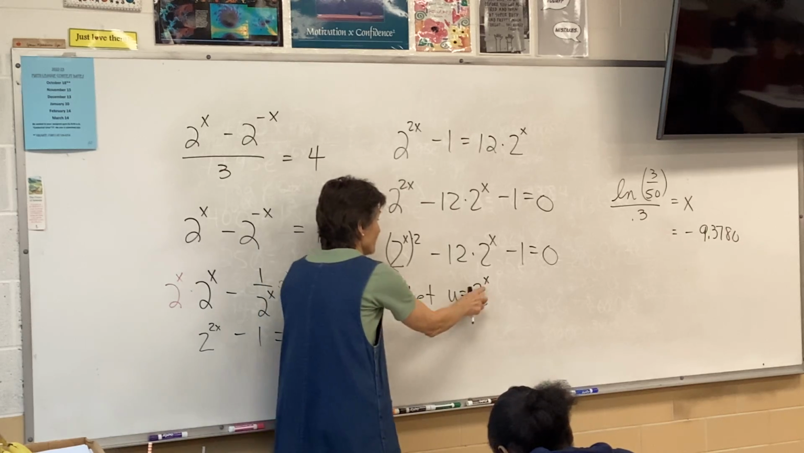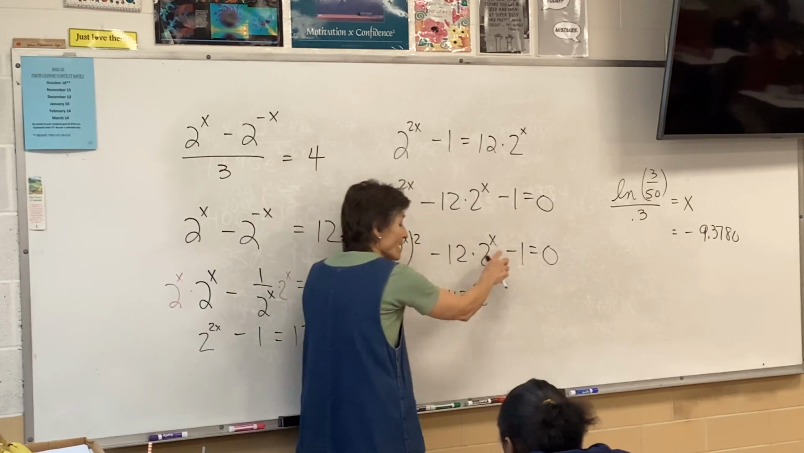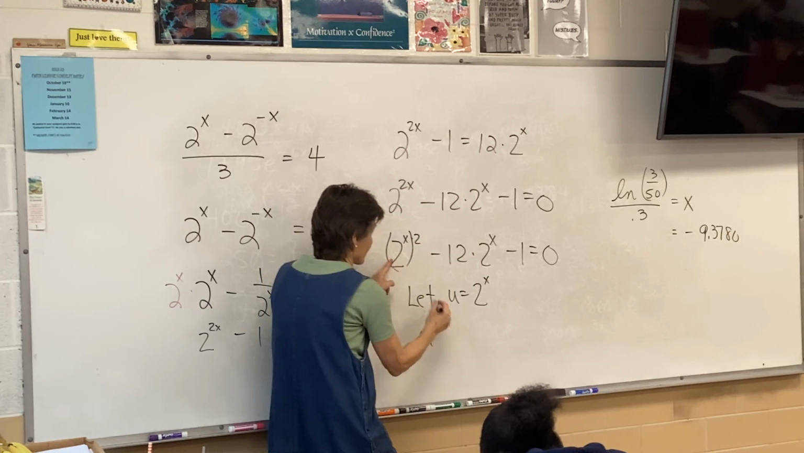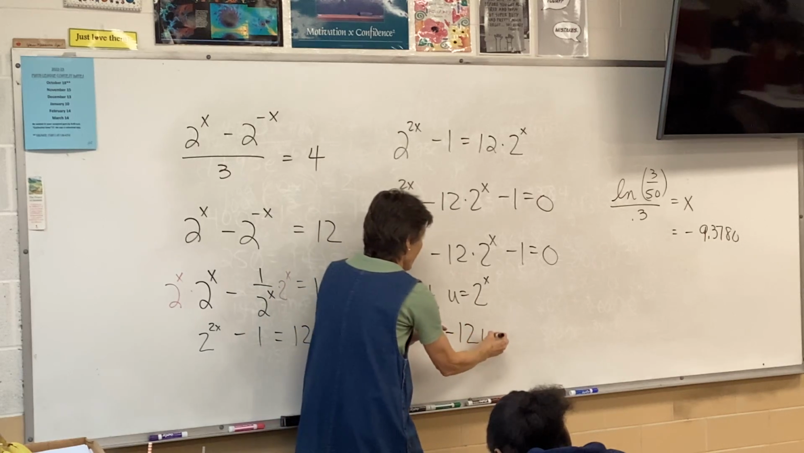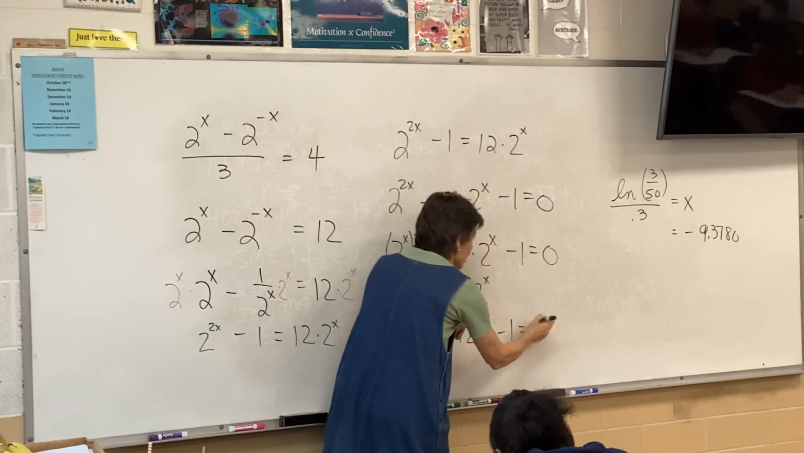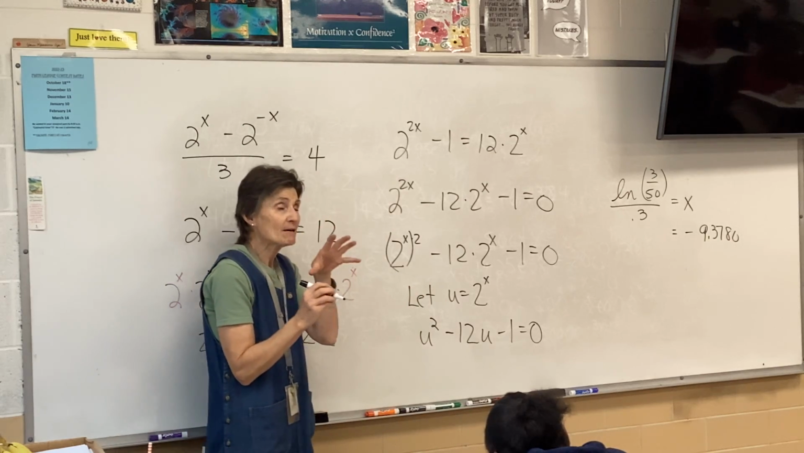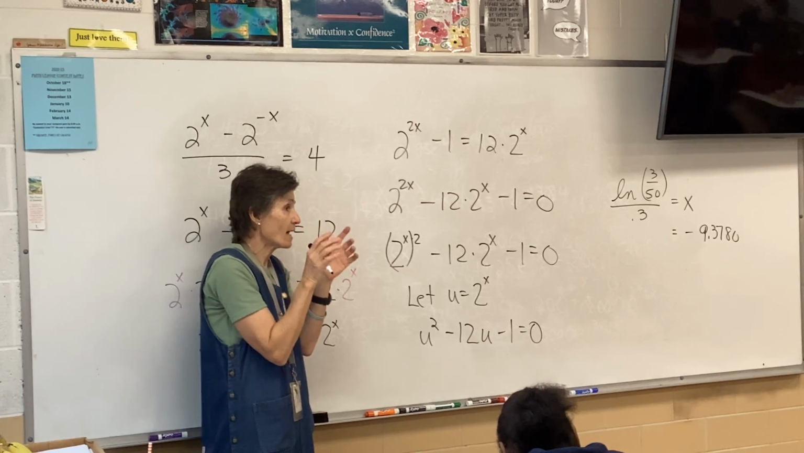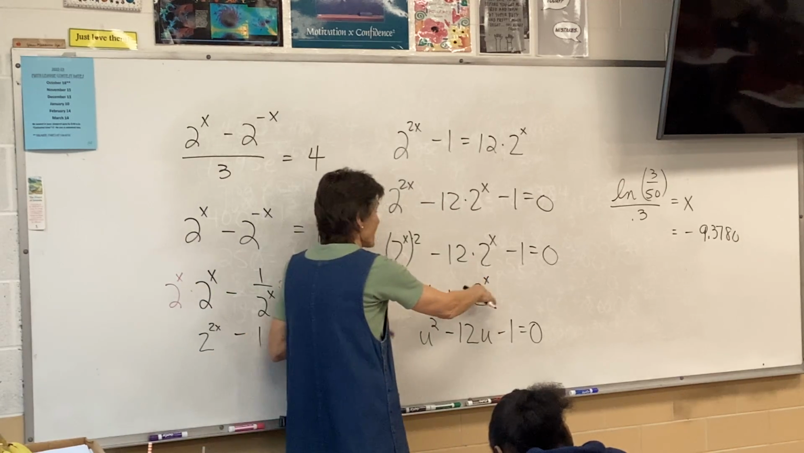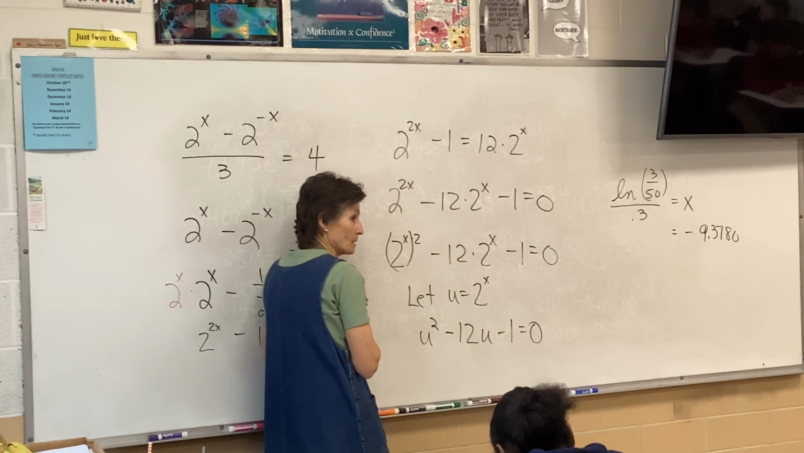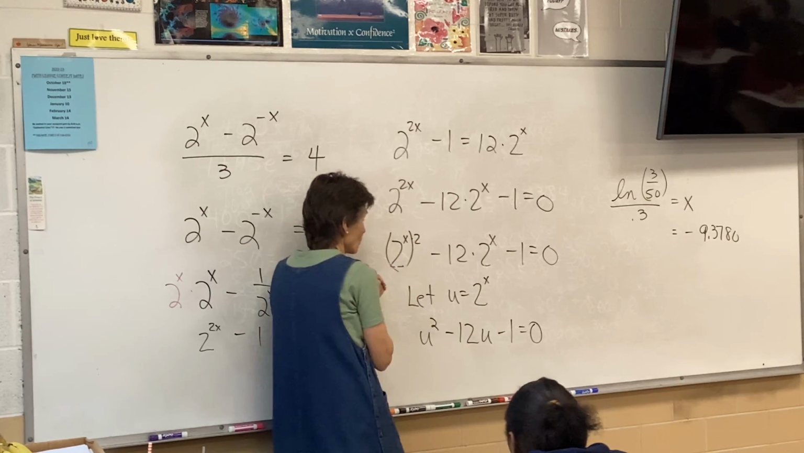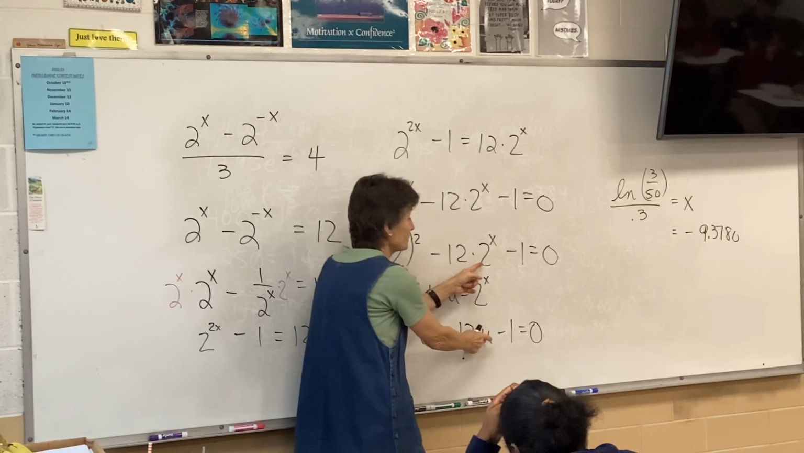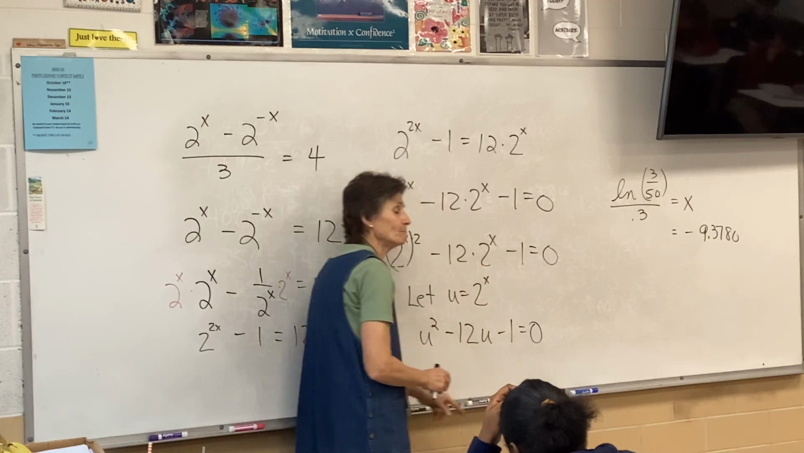If we let u be 2 to the x, then what does our equation say? U squared minus 12u minus 1. So instead of having this horribly complicated looking equation full of 2 to the x's, I said, let's give 2 to the x another name. Let's call it u. So instead of 2 to the x squared, now I can think of it as u squared, minus 12 u's, minus 1.